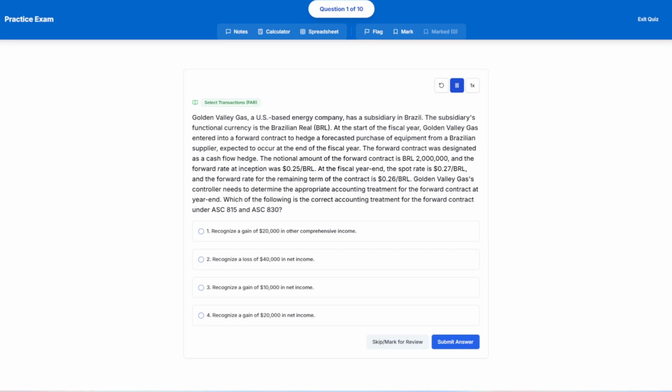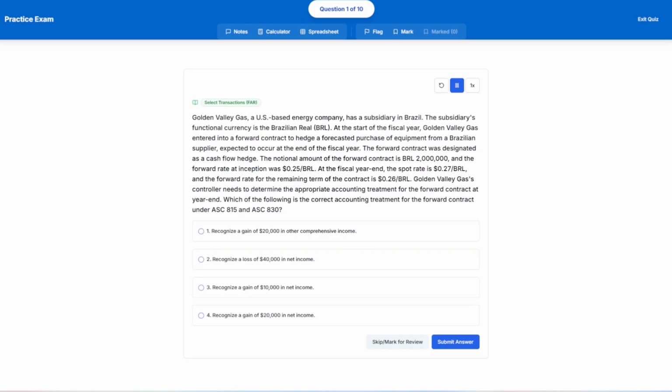Question. Golden Valley Gas, a U.S.-based energy company, has a subsidiary in Brazil. The subsidiary's functional currency is the Brazilian real, BRL. At the start of the fiscal year, Golden Valley Gas entered into a forward contract to hedge a forecasted purchase of equipment from a Brazilian supplier, expected to occur at the end of the fiscal year. The forward contract was designated as a cash flow hedge.